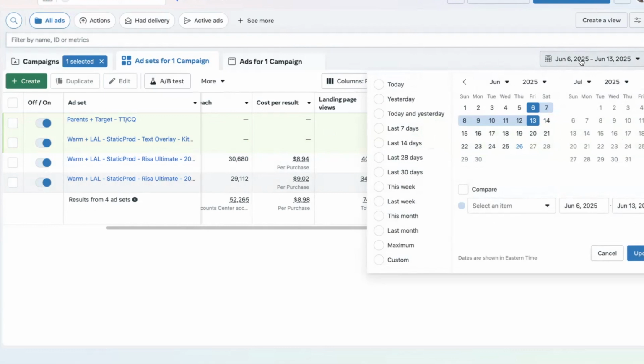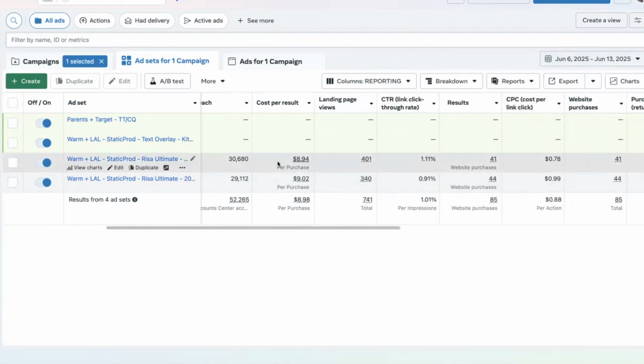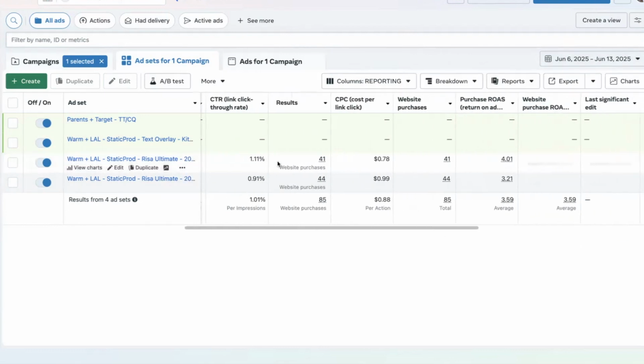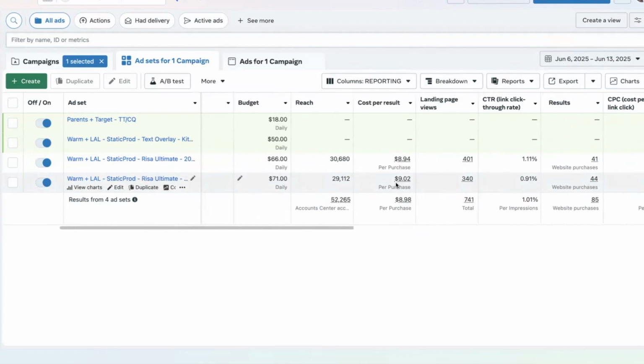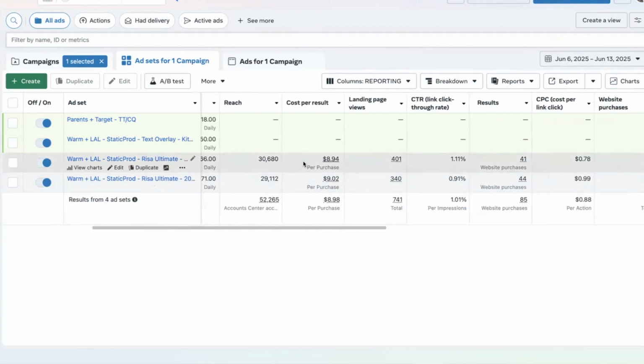So we said if it gets to over $10 or if the ROAS starts to drop, then we will cut it. So you'll see the ROAS for this one's at 4 and this is at 3, really good ROAS numbers. So we said, let's keep it going. The cost is slightly going up, but let's keep it going.